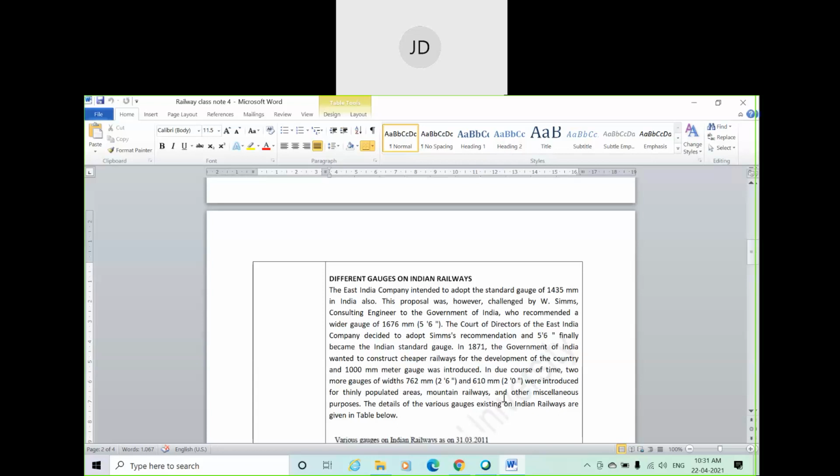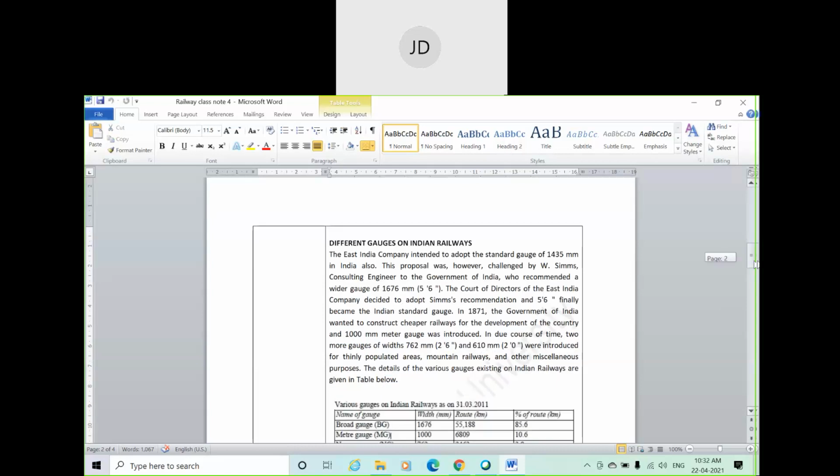So there are specific names for different gauge lengths. If the gauge length is 1000 millimeter or 1 meter, that particular track is known as meter gauge. It was introduced in 1871. We're going to discuss in which area or condition the different gauges are used, so don't worry about that.